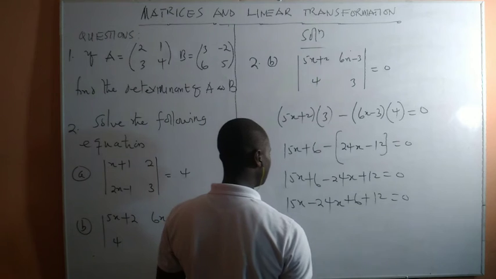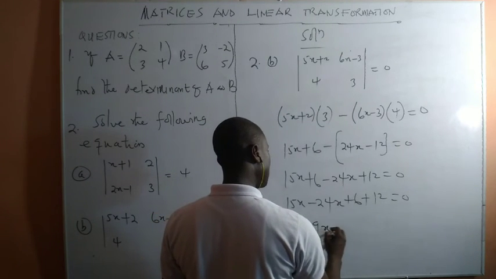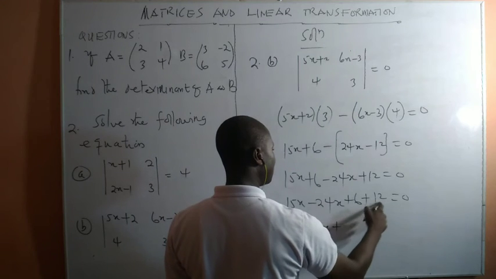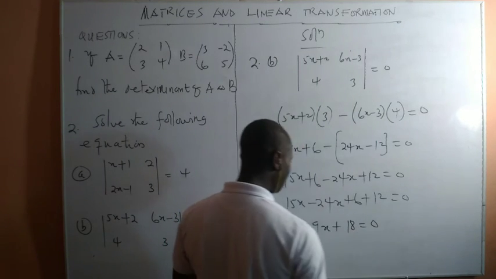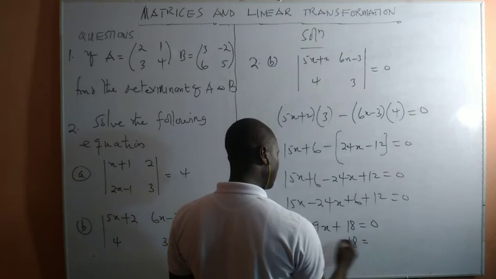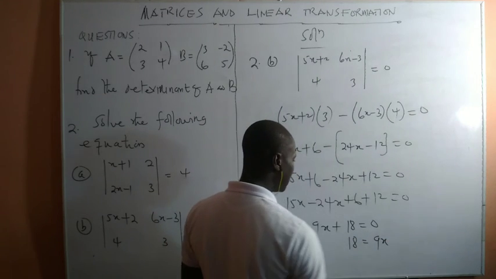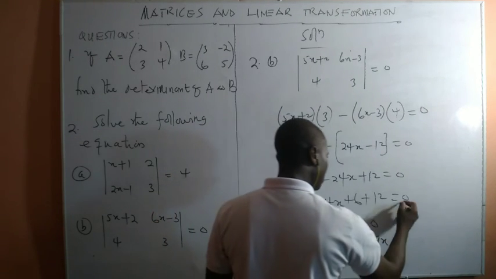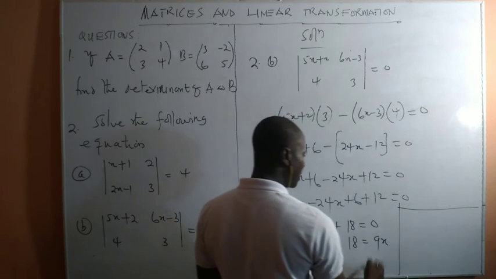So 15x minus 24x will give us minus 9x. Then plus 6 plus 12 will give us 18. And this is equal to 0. So now we have 18 still on the left hand side. But the minus 9x will be 9x on the right hand side. And I guess you understand that. So we have 18 is equal to 9x.